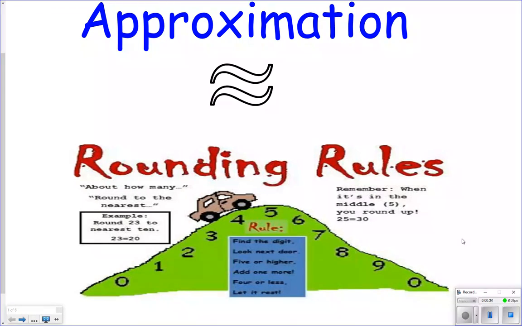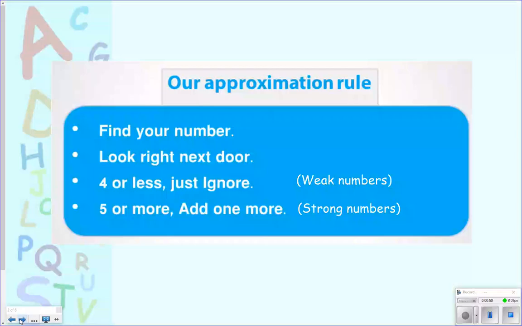We have two groups of numbers. The weak numbers are 0, 1, 2, 3, and 4, and the strong numbers are 5, 6, 7, 8, and 9. And we said our approximation rule, which is very important. Repeat it with me again and don't forget it ever.